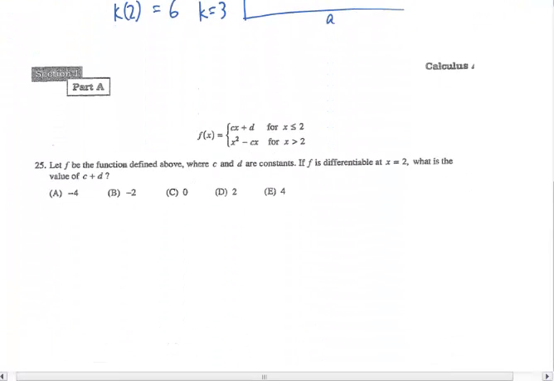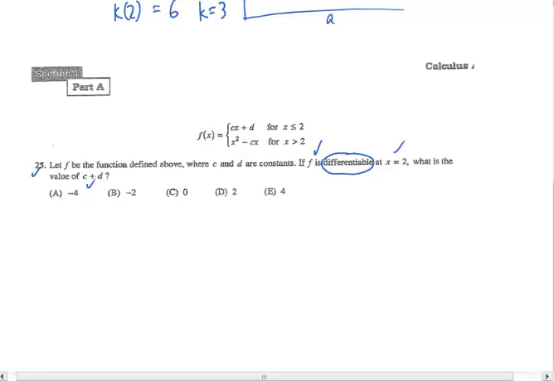It asks us to do a bit more. It says, let the function be defined above by piecewise, where c and d are constants. If f is differentiable at 2, what's the value of c plus d? So by them saying it's differentiable, they're saying that it's also continuous.